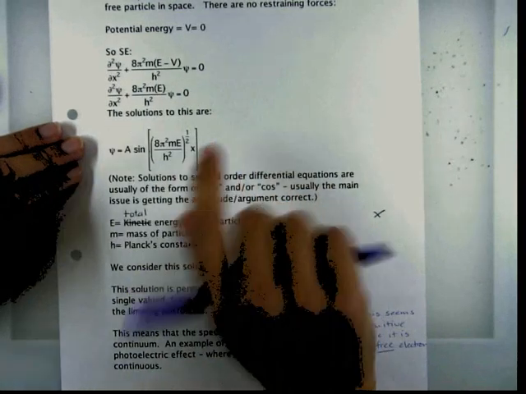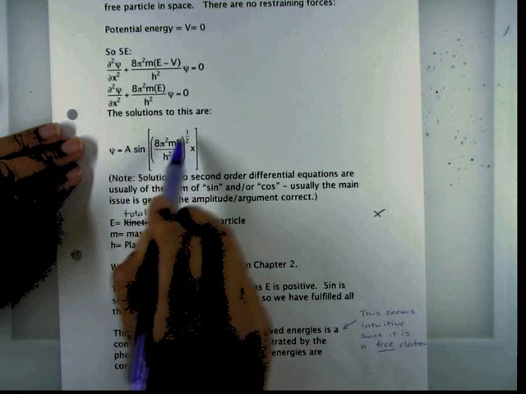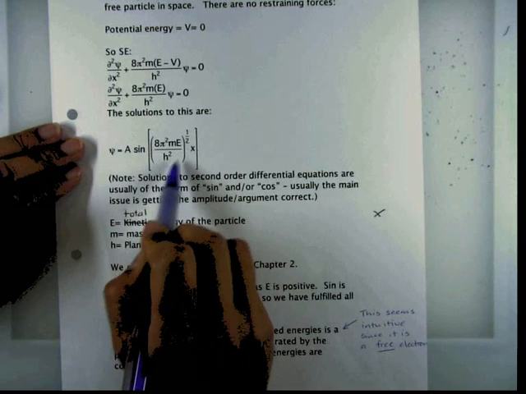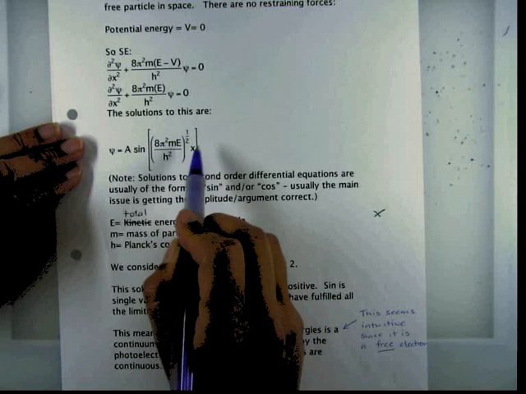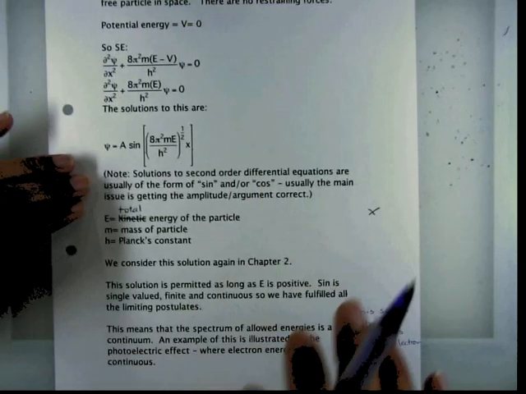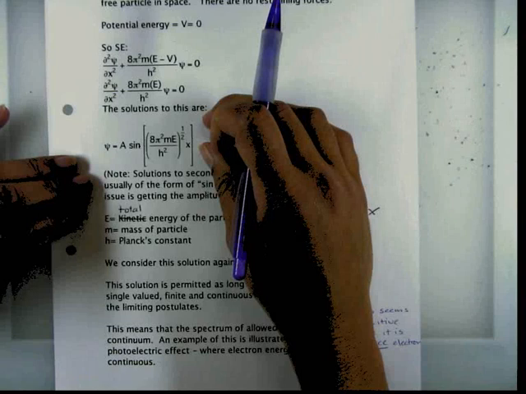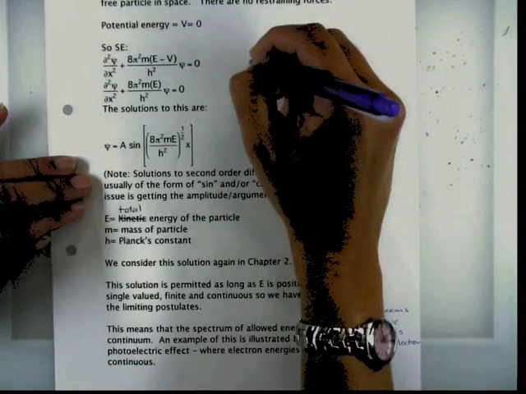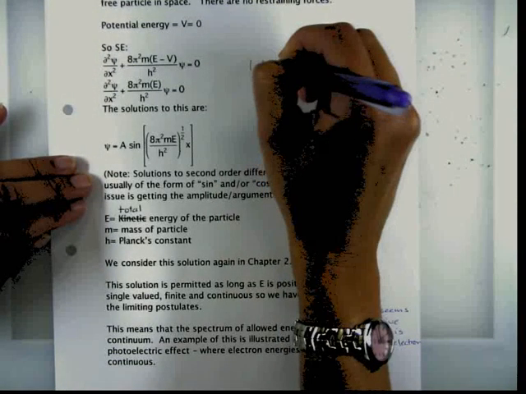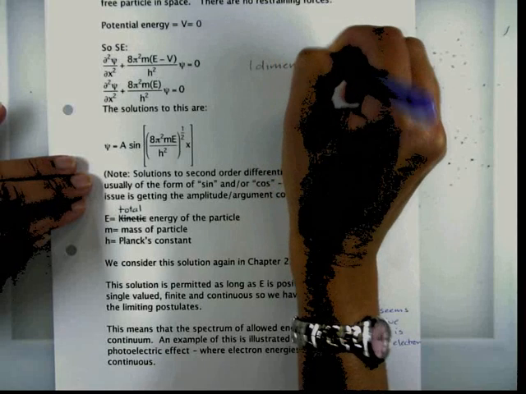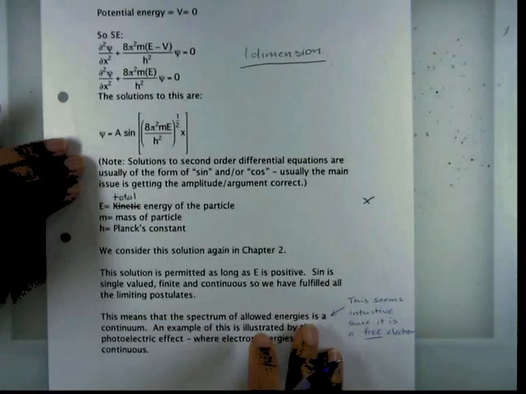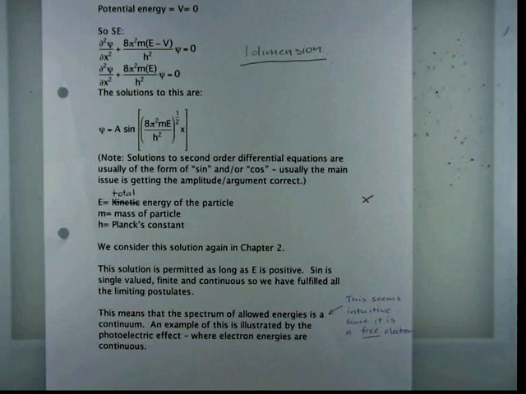The solution to that turns out to be A sine of this quantity here, square rooted, times X. Note that this is just a one-dimensional form of that solution. Okay, this is just one-dimensional. In most cases, you'll find the solution to Schrodinger's equation will be of the form of either sine or cos, or a combination of sine and cos.